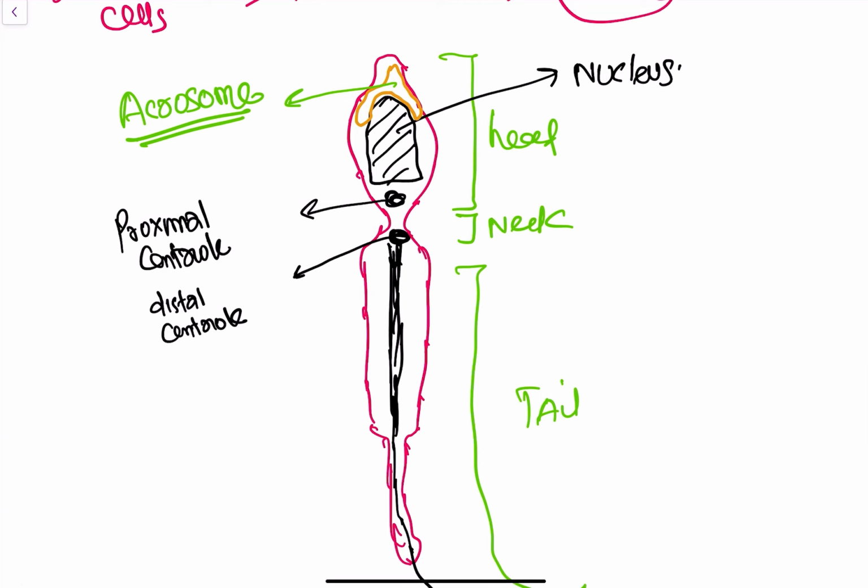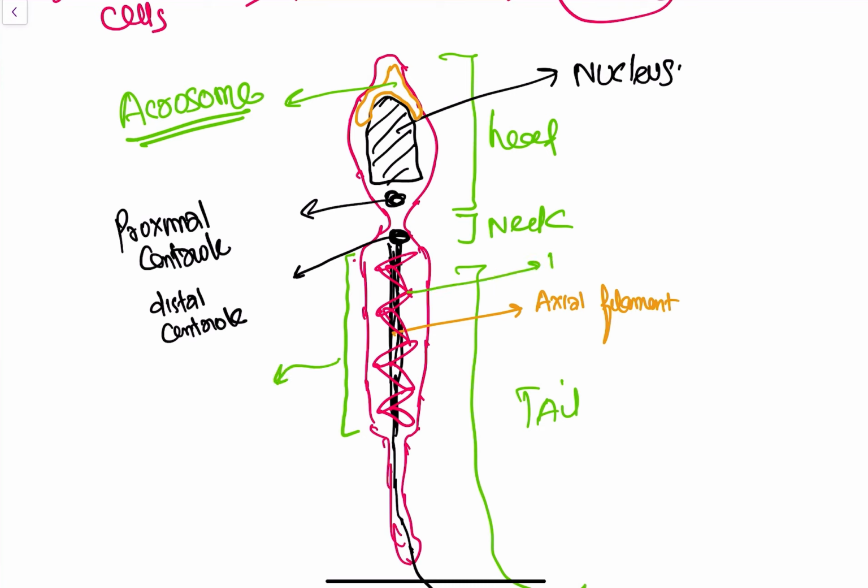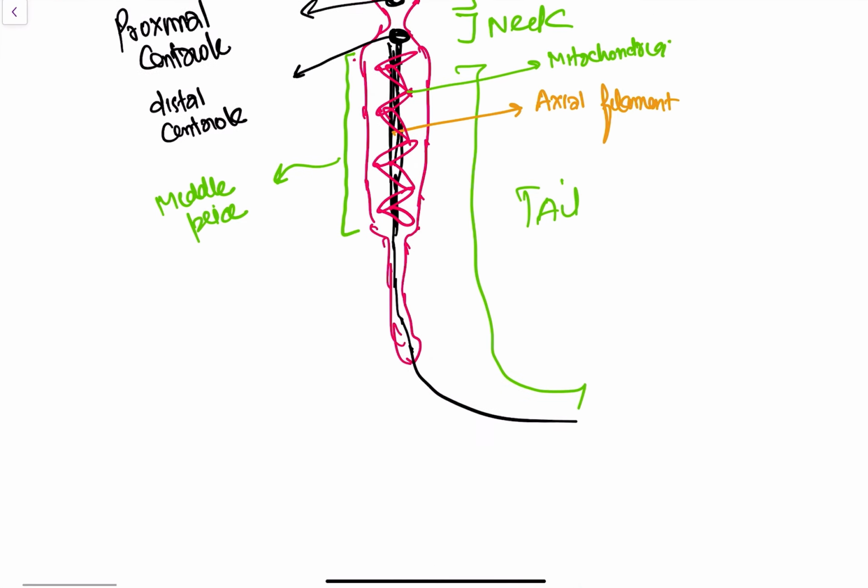Now this black colored thing is the axial filament. This is the axial filament, a 9+2 flagellate structure. Now notice in this part, the axial filament is covered by mitochondria. These mitochondria are covering the axial filament. This part of the tail, in which the axial filament is covered by mitochondria, is called the middle piece. The next part is called the principal piece, and the last part is called the end piece.